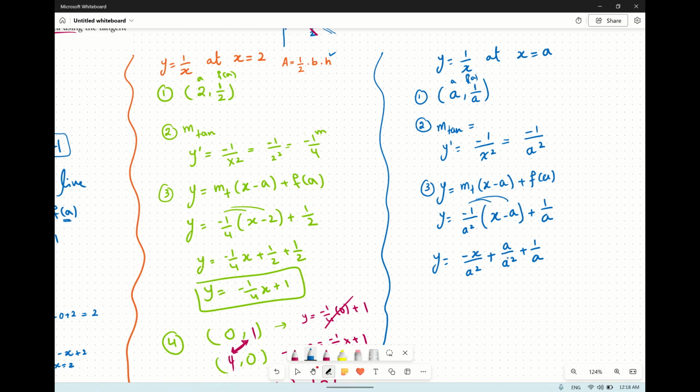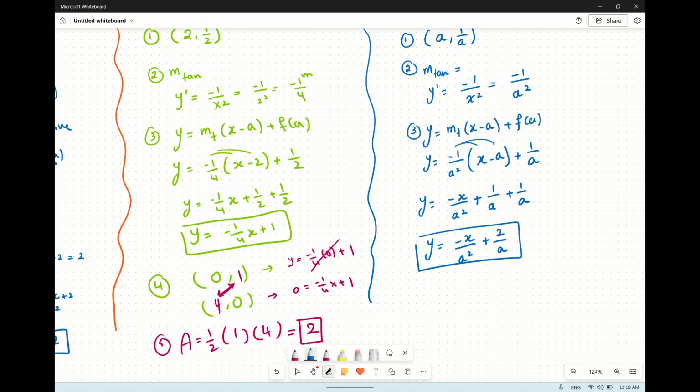Now a over a squared can simplify to 1 over a. One a from up, one a from down will cancel. 1 over a plus 1 over a is 2 over a. So now I got the equation of the tangent to be this. Step number 4, get your points.